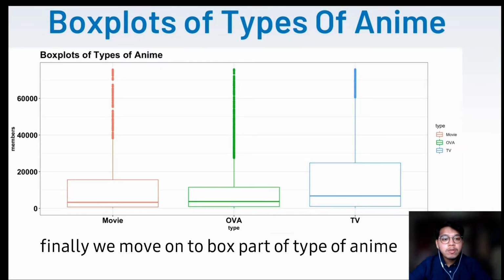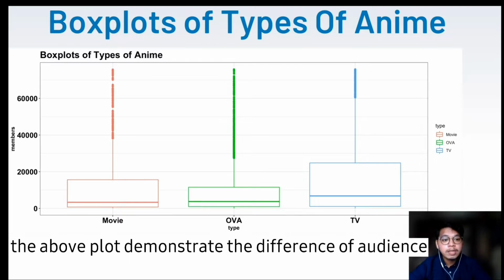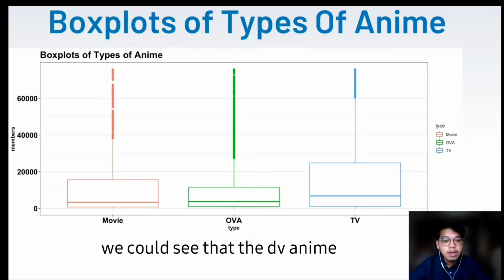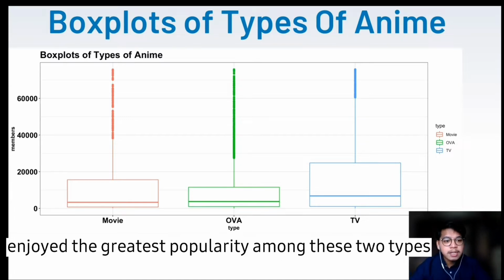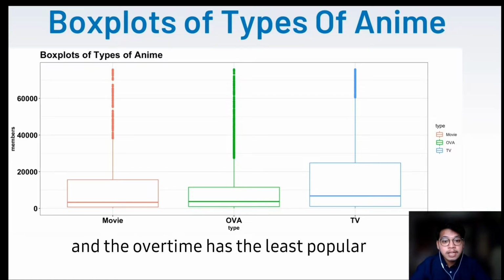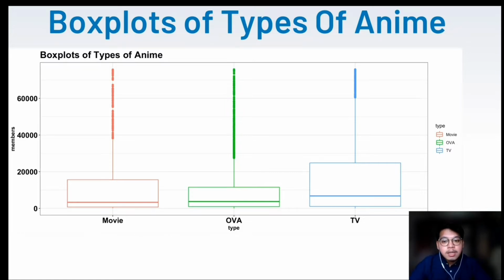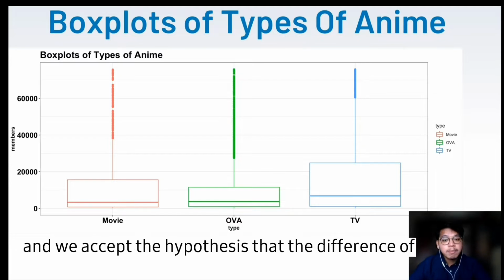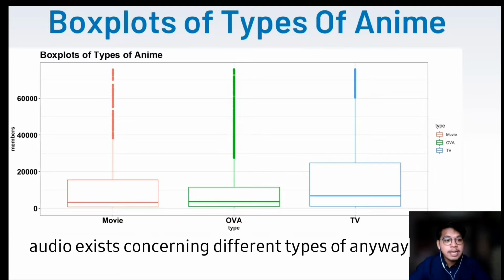Finally, we move on to the box plot of type of anime. The above plot demonstrates the difference of audience for each type of anime. We could see that the TV anime enjoyed the greatest popularity among these types, and the OVA type is the least popular. Statistical tests are performed, and we accept the hypothesis that the difference of audience exists concerning different types of anime.